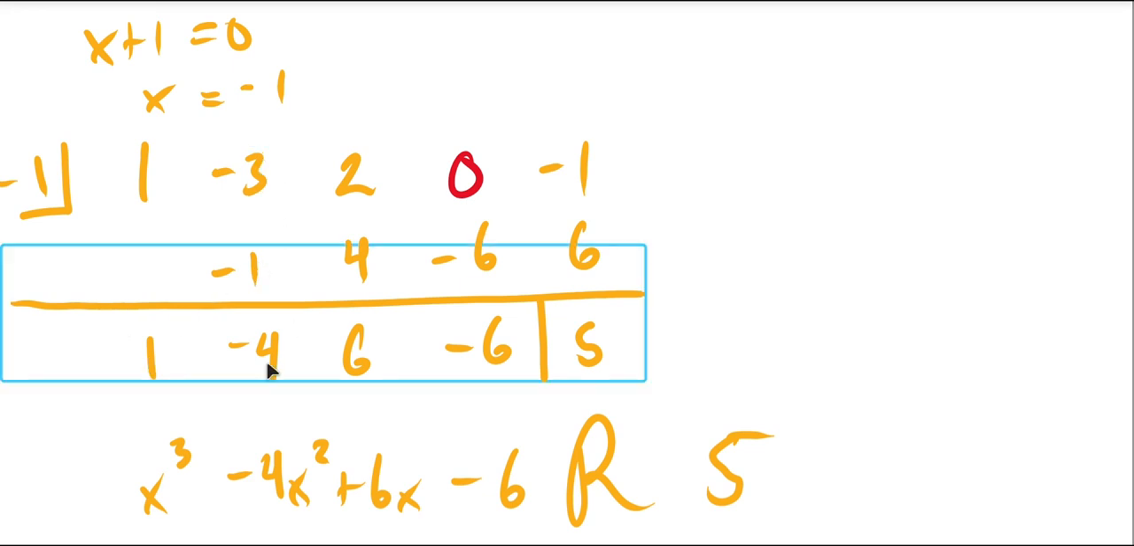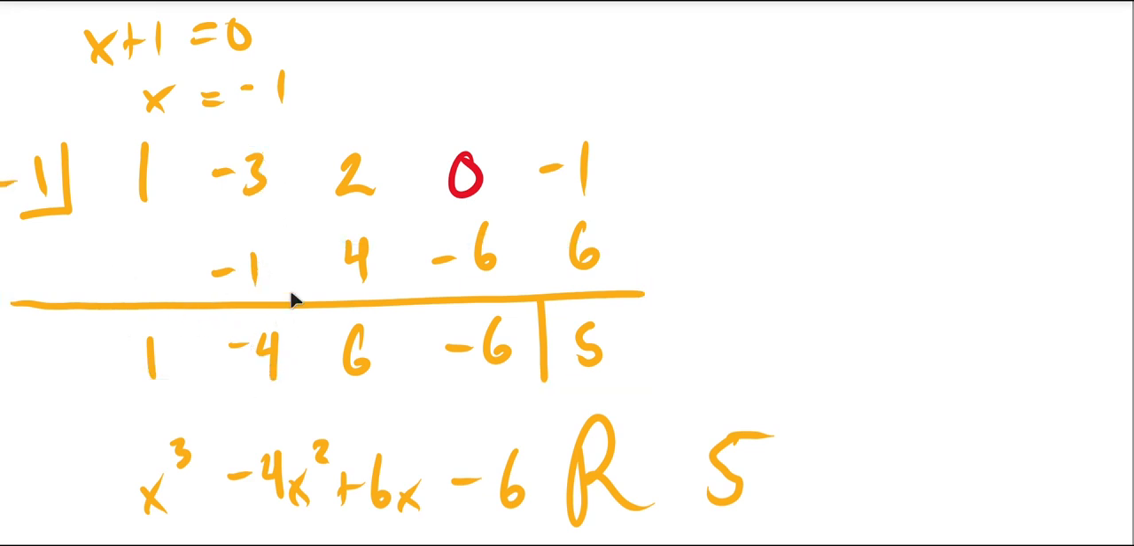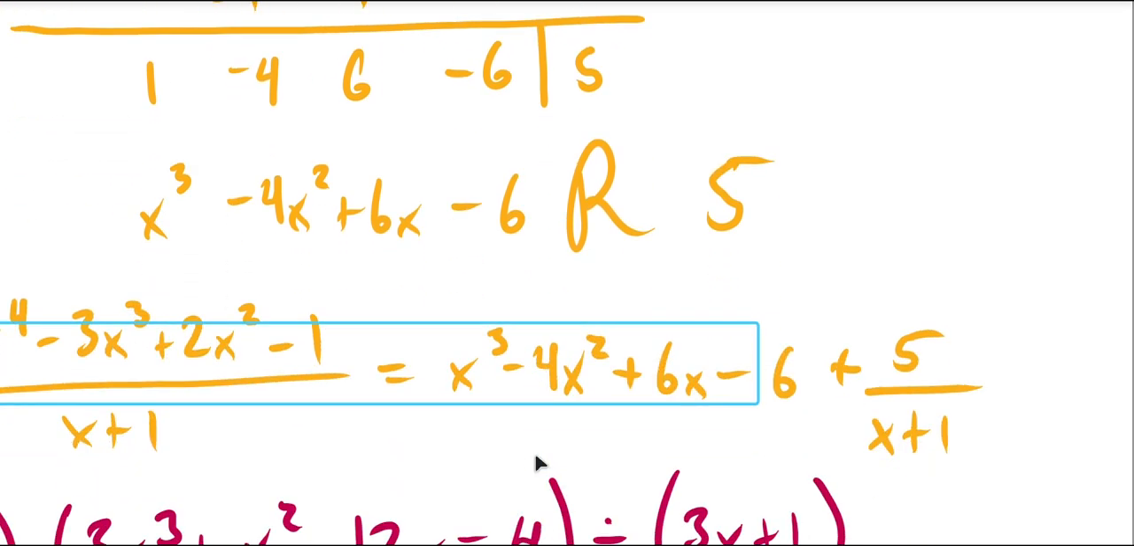1 times minus 1 is minus 1. Sum them, minus 4. Minus 1 times minus 4 is 4. Add them together with this 2, that's a 6. Then we get minus 6, plus the 0 is minus 6. And finally, minus 1 times minus 6 is positive 6. Add them together, that's your remainder. We went from a 4th degree to a 3rd degree, so we drop this into the coefficients of a cubic polynomial, and we could express our answer this way.